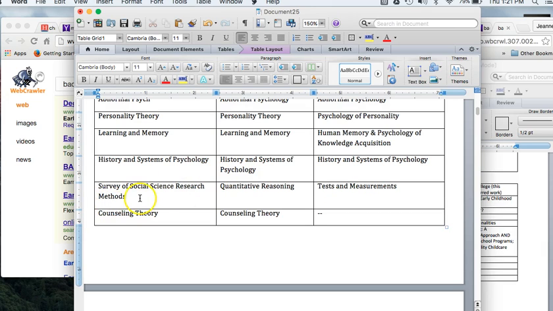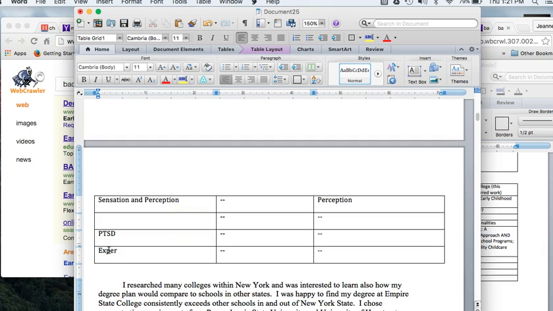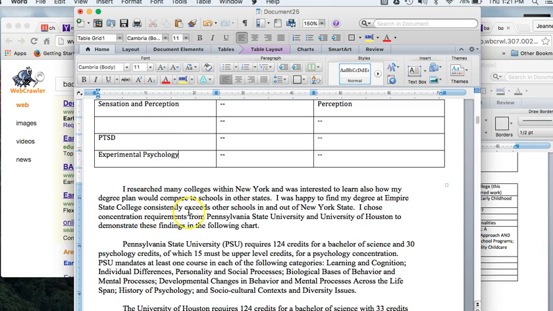Now, that is the change that I would make. And then I would put experimental psych here. All right, so that is how you present this chart, and then she discusses it.